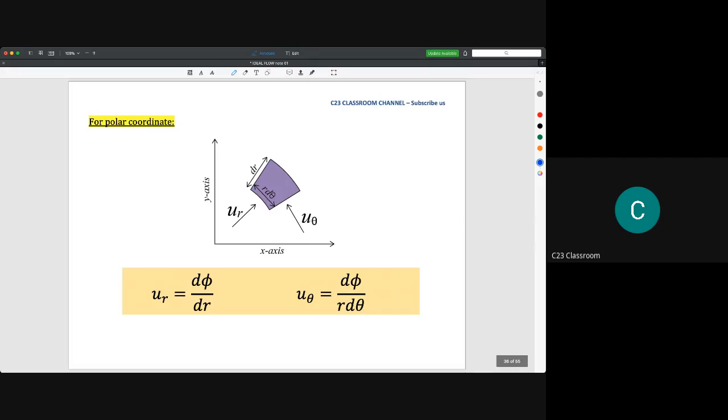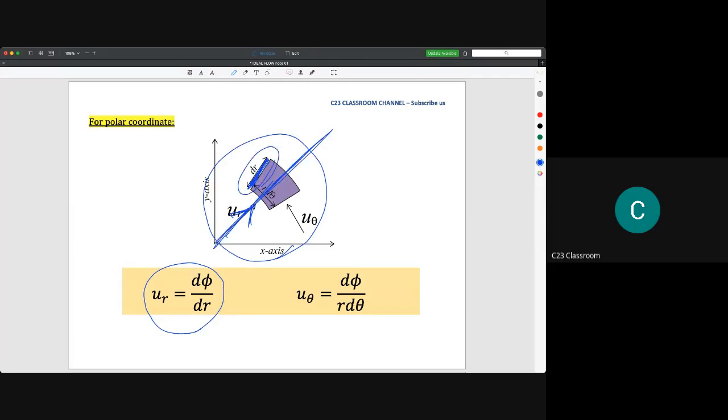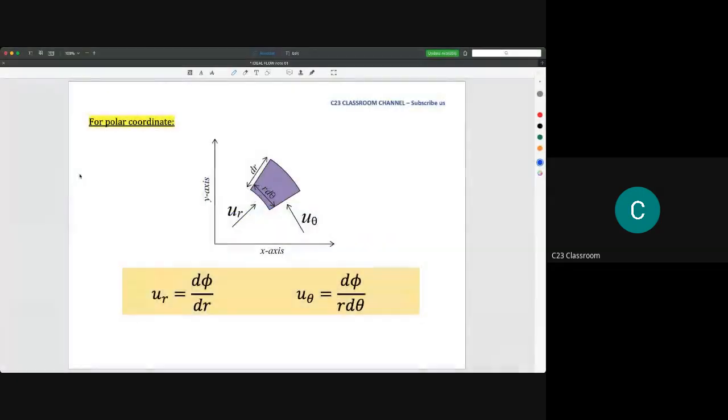For polar coordinates, we use the same diagram. We write Ur equal to d phi over dr, because this is the direction and dr is the distance traveled by this flow. And u theta is equal to d phi over r d theta, because if this is the direction of travel, this is the distance traveled by this molecule, so it becomes r d theta. I hope you could understand this because this is a very simple assumption.